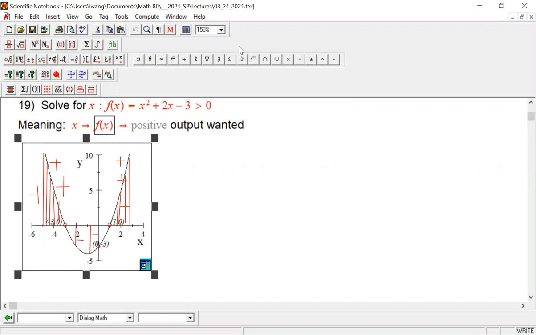So now let's look at our solutions. These are the inputs that will guarantee positive output. Do you follow me? Number 19 is asking us to give all the inputs such that the outputs are positive. Do you guys understand now?